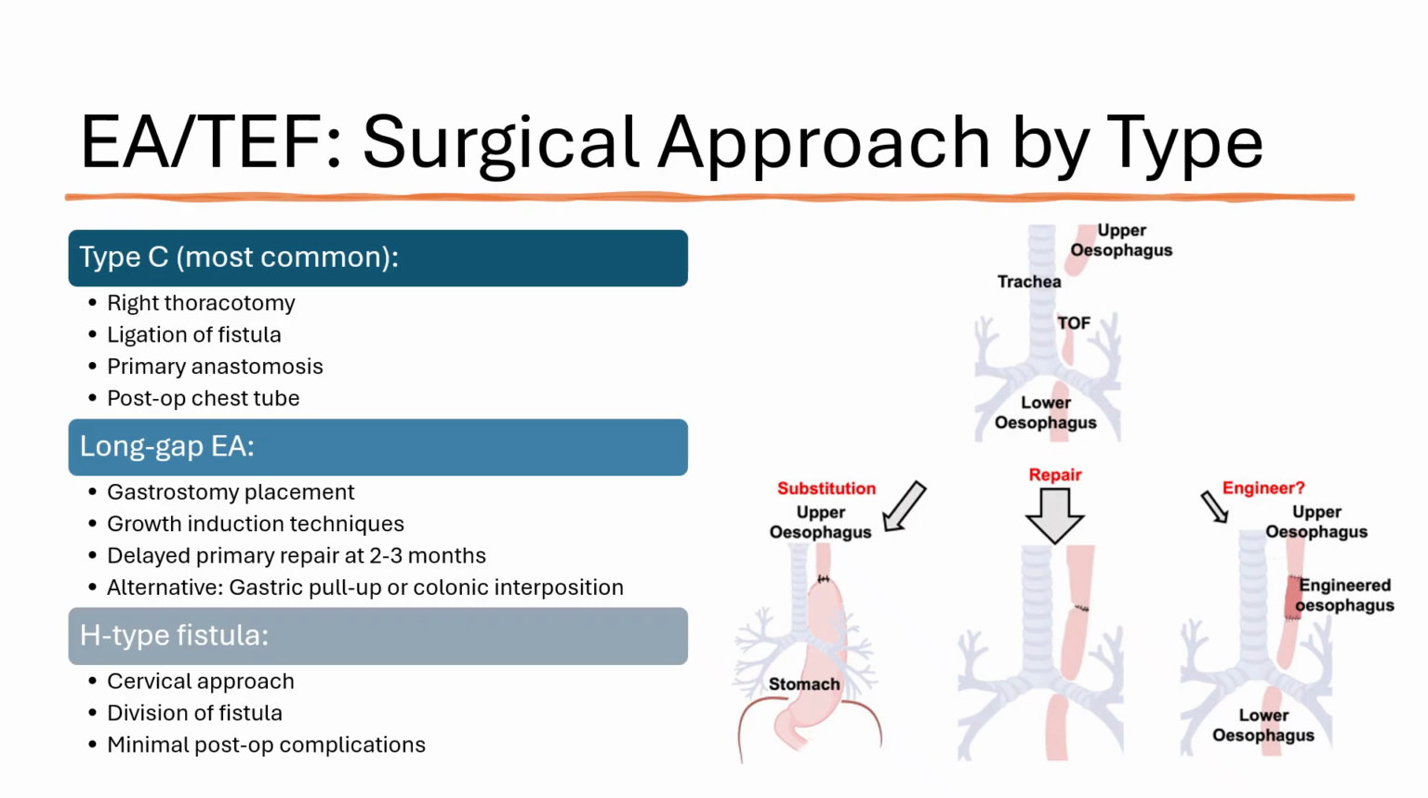Success depends entirely on gap length and tissue quality. If the gap is too long, attempting to force the connection creates excessive tension that leads to dehiscence. The post-operative chest tube monitors for anastomotic leaks.